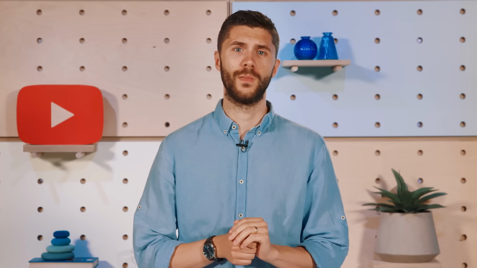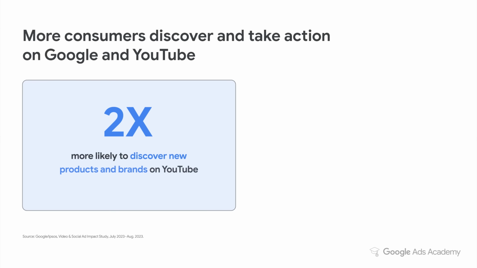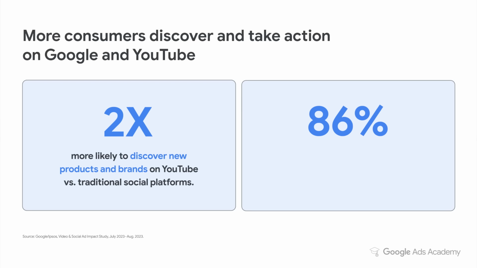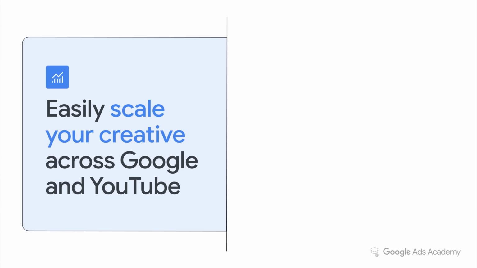So why have we developed a new AI-powered campaign type with a focus on driving demand? Well, we're finding that consumers are turning to YouTube and Google to discover and take action. Consumers are 2 times more likely to discover new products or brands on YouTube versus traditional social platforms, and 86% spring into immediate action after discovering something new on YouTube or Google. Demand Gen builds upon the strengths of our existing campaigns today. It's a powerful combination to fuel the funnel by driving site traffic and actions across the customer journey with proven measurement.